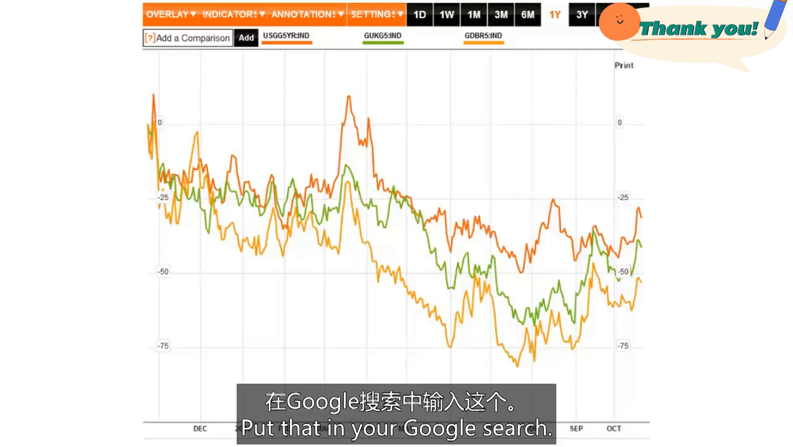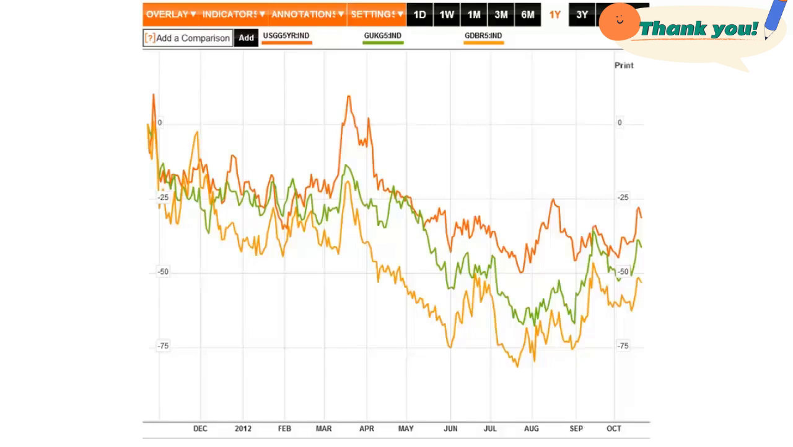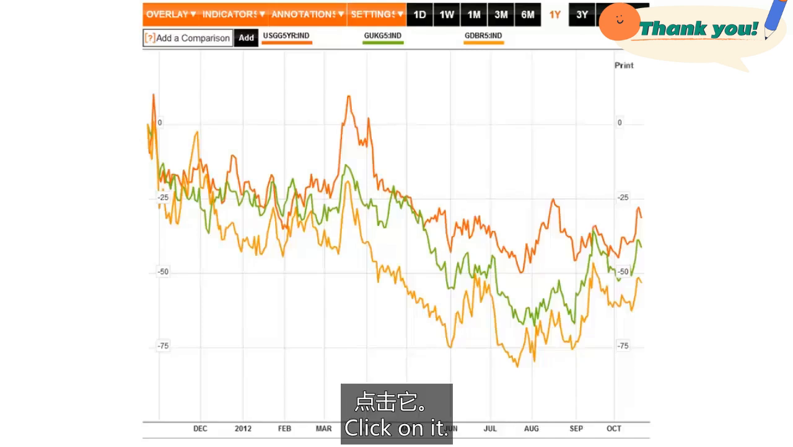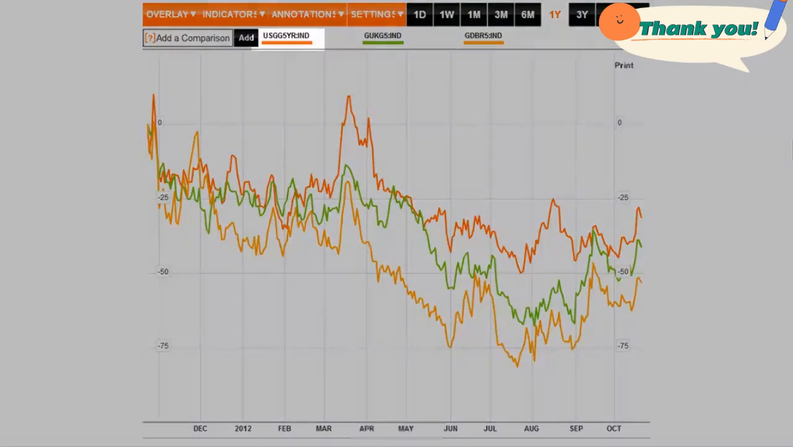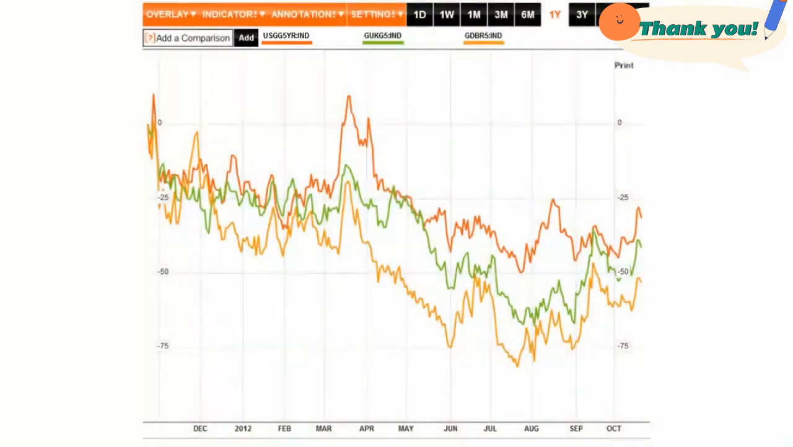Put that in your Google search, and obviously do the same thing with the German 5-year bond yield, Bloomberg. And when you Google that, you'll get the link for it. Click on it, and when you get the chart that opens up similar to this, you'll just simply add the symbols you see here. For a 5-year U.S. Treasury or T-note yield, it's USGG5YR:IND.